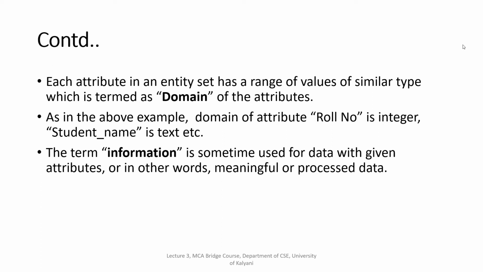So each attribute has its corresponding designated set of values, and the values have different types. Each type is called a domain. Each attribute or each column is associated with a particular domain, like integer, text, decimal number, float. These are the domains.